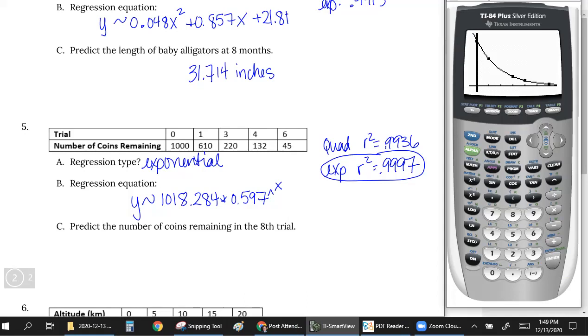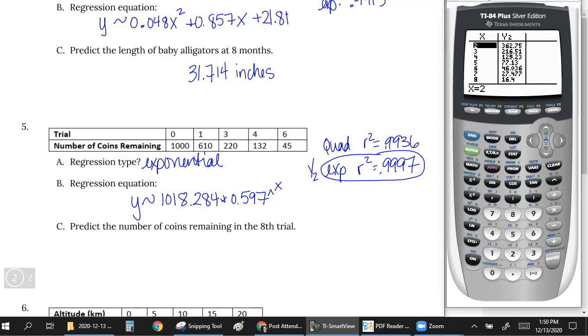So part C, our prediction, predict the number of coins remaining in the 8th trial. So we want to go to our table of values and just look up when does x equal 8, but we're on our second equation. So we want to look for the y2 row before we looked at the y1. So second table, there's our 8. It doesn't even show y1 because I actually turned the graph off. So fewer things to worry about.